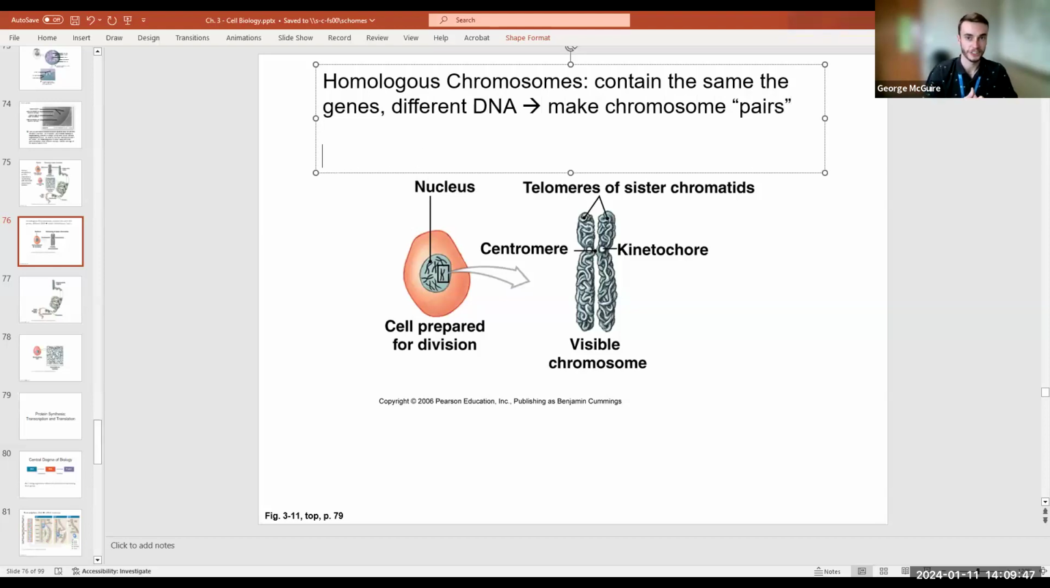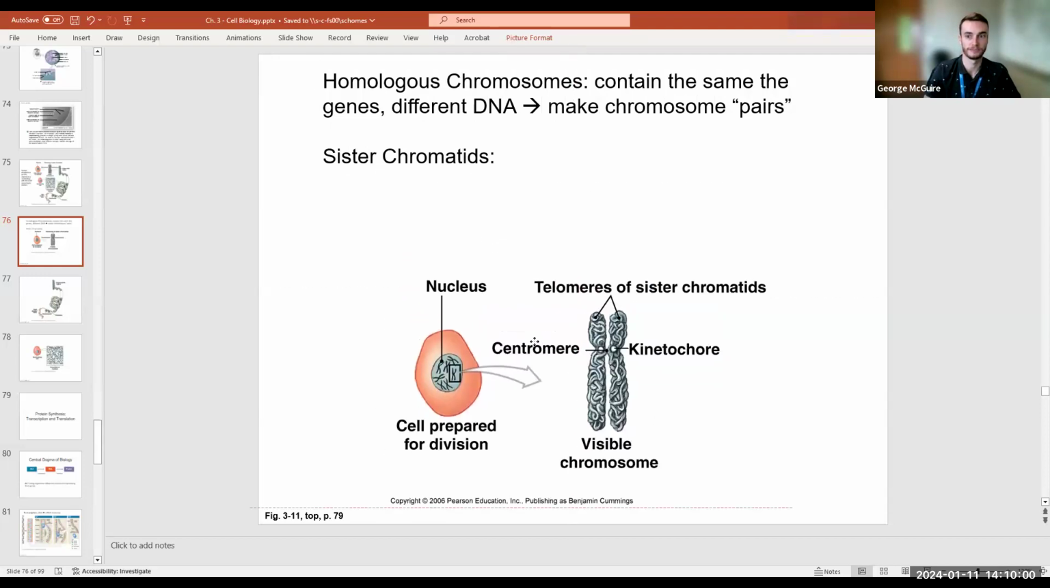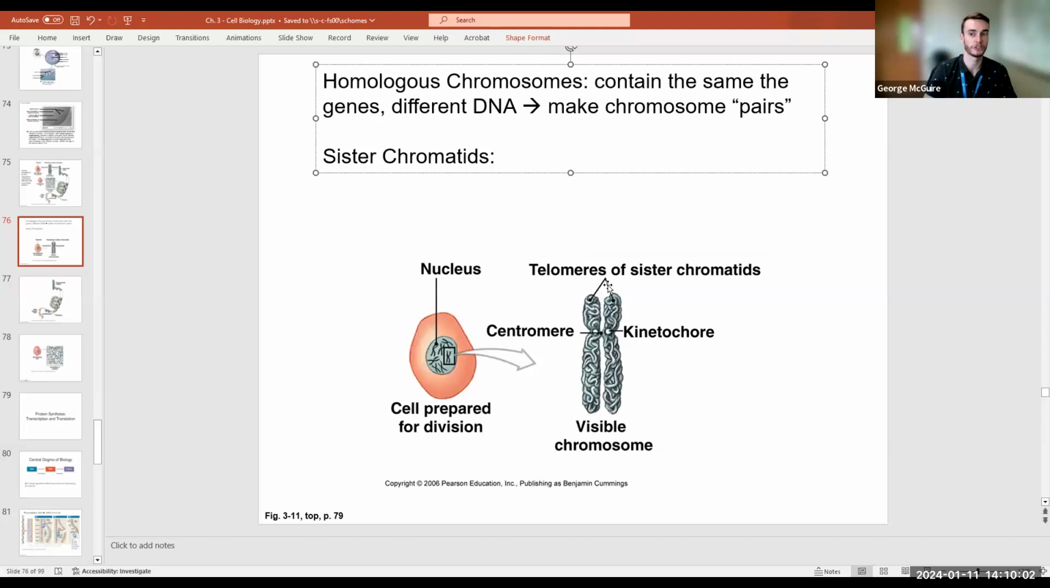And I'm defining this so it isn't confused with what a sister chromatid is. We have homologous chromosomes, which are always present in your nucleus, but sister chromatids are only created for replication. Sister chromatids are the term for the exact copies of each chromosome that are made before the cell replicates. In a sister chromatid, you would have the exact same genes and the exact same DNA, because these are going to be split apart.